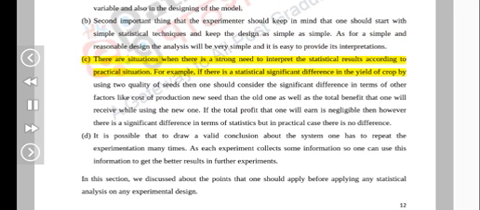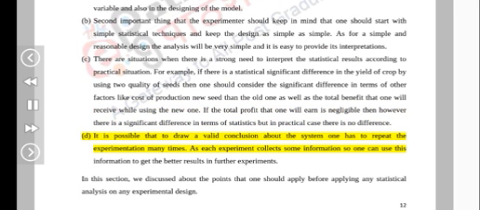C. There are situations when there is a strong need to interpret the statistical results according to the practical situation. For example, if there is a statistically significant difference in the yield of a crop by using two qualities of seeds, then one should consider the significant difference in terms of other factors like the cost of production of the new seed compared to the old one, as well as the total benefit that one will receive while using the new one. If the total profit that one will earn is negligible, then however there is a significant difference in terms of statistics, in the practical case there is no difference.